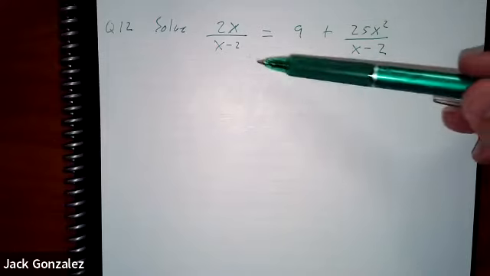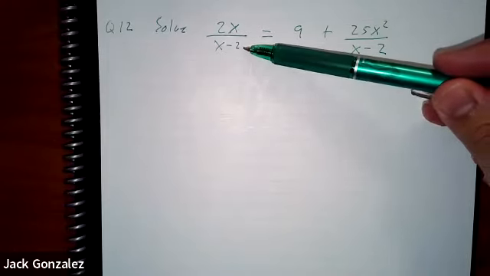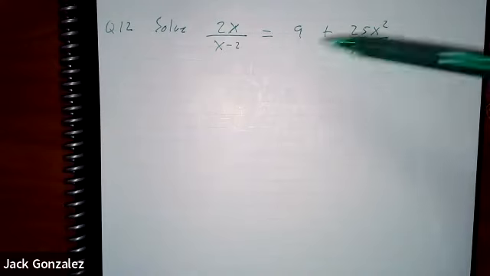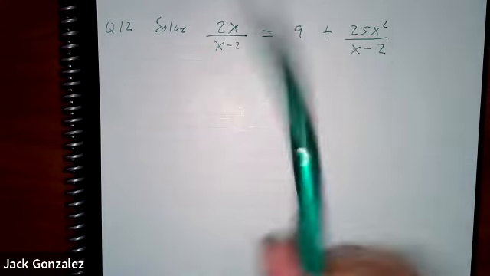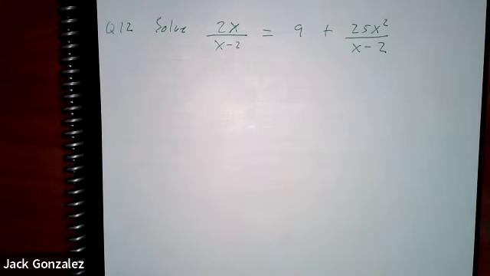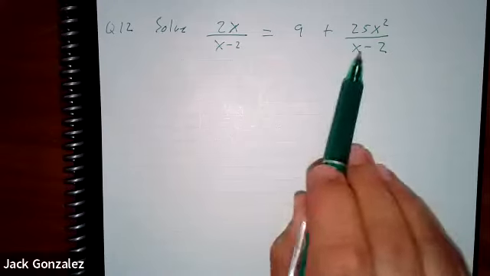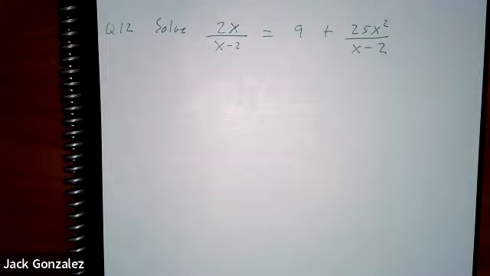Well, you see, the denominator is x minus 2 here. Here, there's nothing, so it's a 1. Over here is x minus 2. So multiply every single thing by that LCD, x minus 2. If it wasn't already factored, you would have to factor and then figure it out.